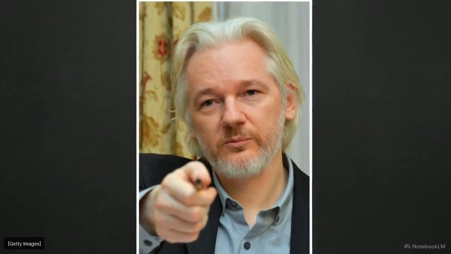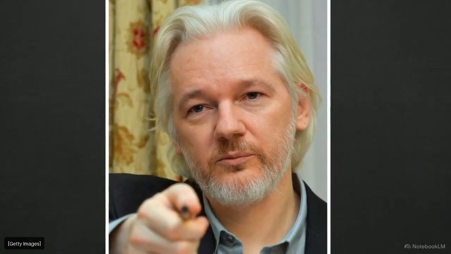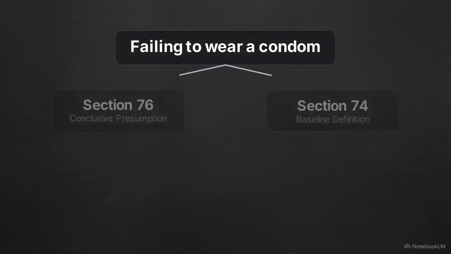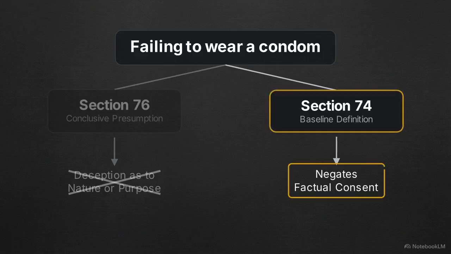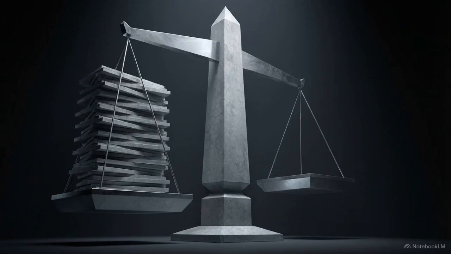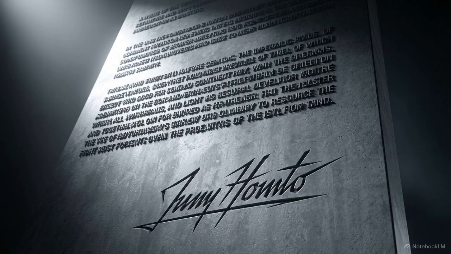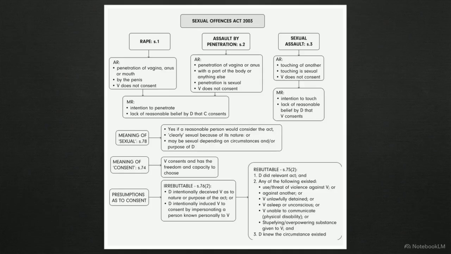Controversies regarding Section 76 often involve conditional consent. In the extradition case of Julian Assange, the court determined that failing to wear a condom did not amount to a deception as to the nature or purpose of the act under Section 76, though it could negate factual consent under Section 74. While Section 75 forces the defendant to produce evidence to rebalance the scales, Section 76 acts as a conclusive legal mechanism, establishing both the Actus Reus and Mens Rea of non-consent immediately upon proof of the trigger facts.